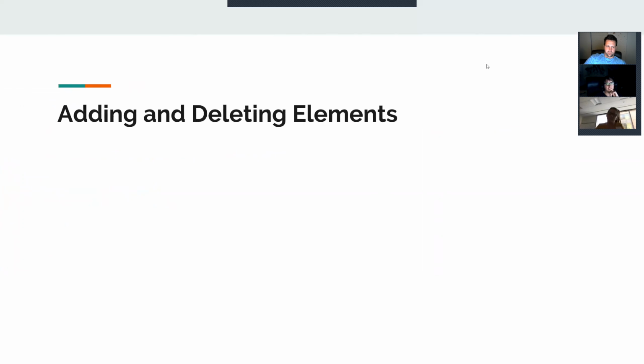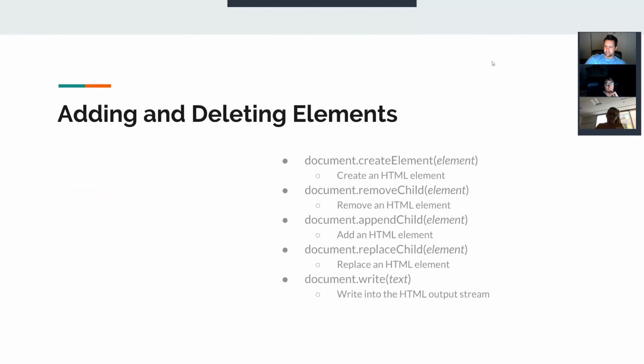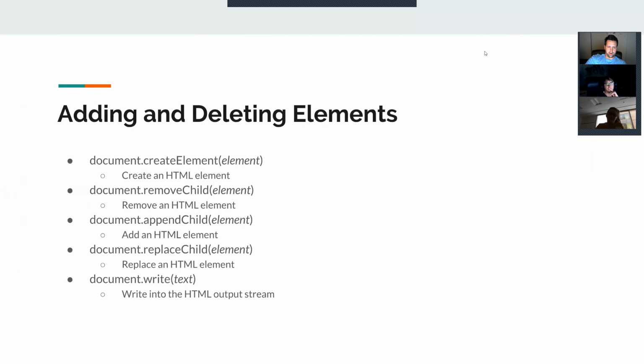And then we've also got adding and deleting elements. These are createElement, removeChild, appendChild, replaceChild. These are kind of the example methods it had in the description of this week's lesson. Being able to add a new element, remove an element, append a child lets you add an HTML element. So say, for example, you have a list, and you can append a new list item to that ordered or unordered list.